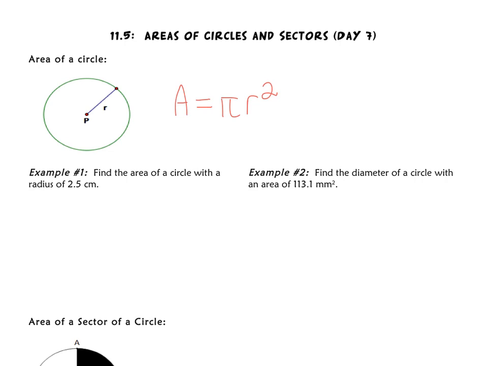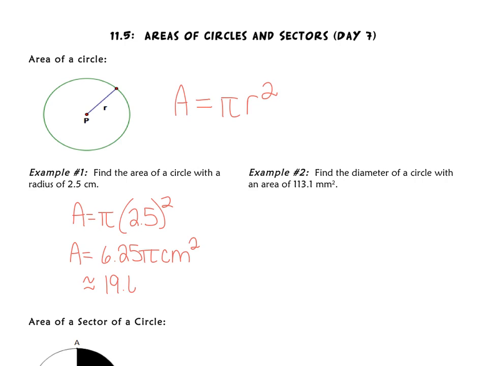All right, first example, we're going to find the area of a circle whose radius is 2.5 centimeters. Pretty straightforward. We just plug that into the formula, so it's going to be area equals pi times 2.5, and then we square that value. When you do that, you're going to get that the area is equal to 6.25 pi centimeters squared, which the approximate answer then would be 19.63 centimeters squared.